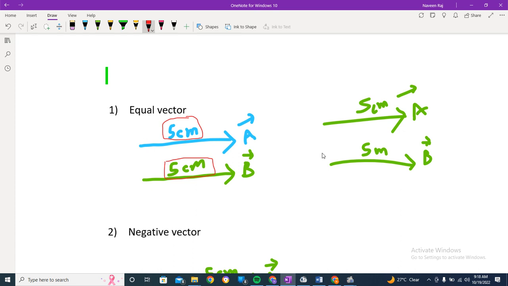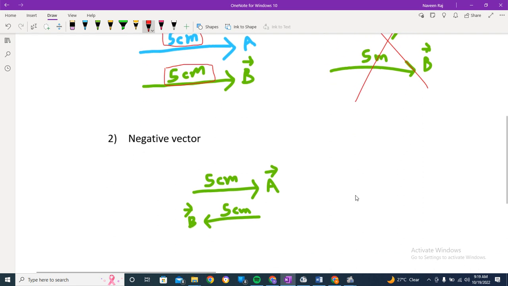Like over here, if you see, we have got 5 centimeter, the vectors A and B. The magnitude is 5 centimeter, 5 centimeter, but the unit is different. So due to the change in only one property, this is not an equal vector. We need to remember this. For suppose there would be a 10 centimeter vector A and a 15 centimeter vector B, then they would not be equal vectors.